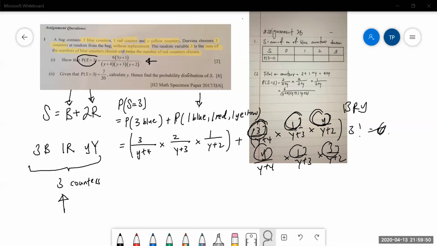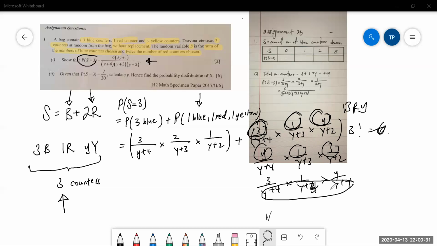Then with replacement, it's different already. With replacement, let's say it will be 3 over y plus 4. The bottom part is always the same. Y plus 4 times y over y plus 4. Isn't it the same if I do red first? Yes, this one will be the same. So with and without replacement, it will all be the same.